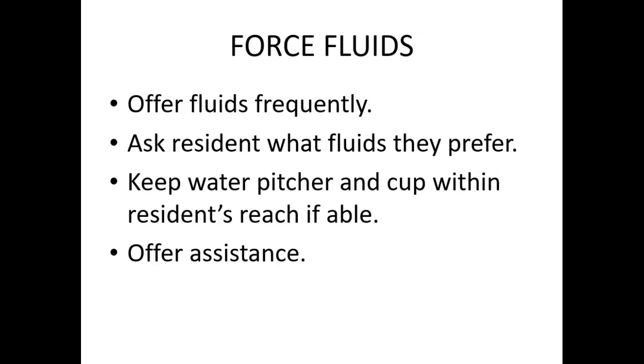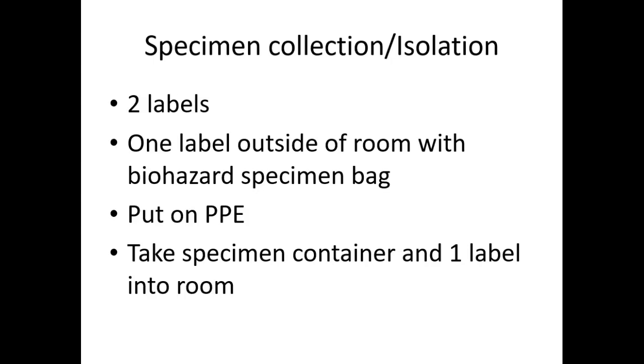And then the last few slides here are about specimen collection and isolation, and you'll want to go back and look that over in your notes. If the person is in isolation, you're collecting a specimen, let's say a urine specimen, you're going to have two labels. One label is outside the room with a biohazard specimen bag. You're going to put your PPE on. You're going to take that specimen container and one label into the room.